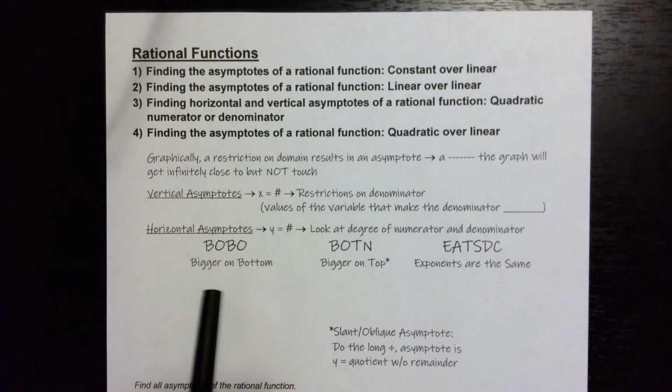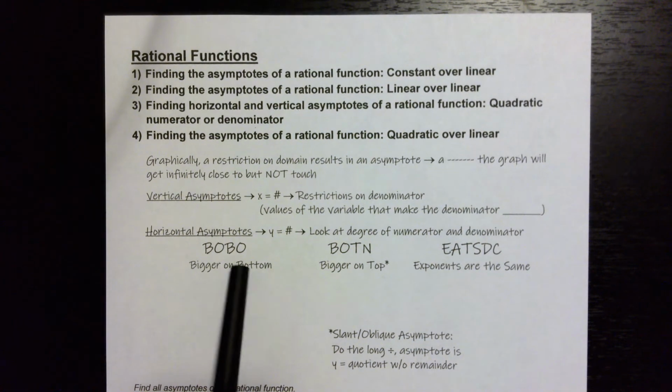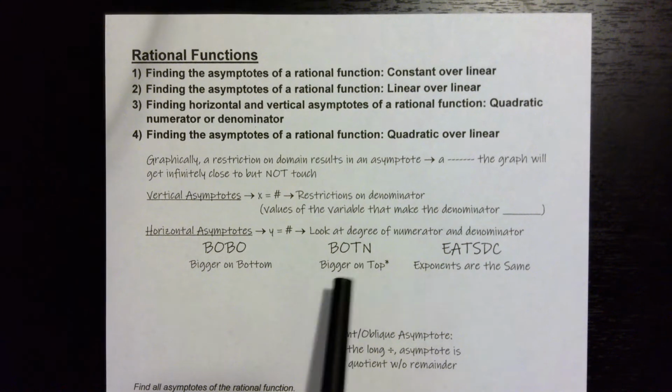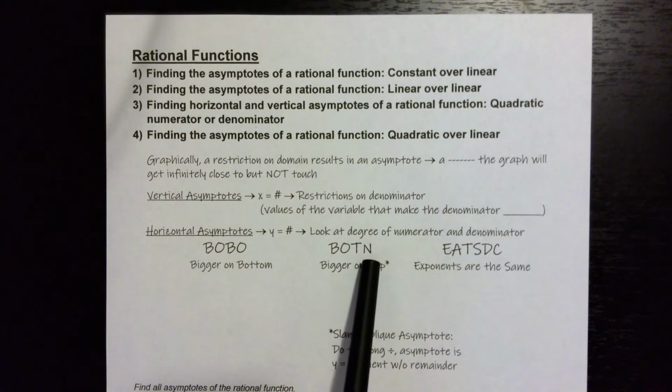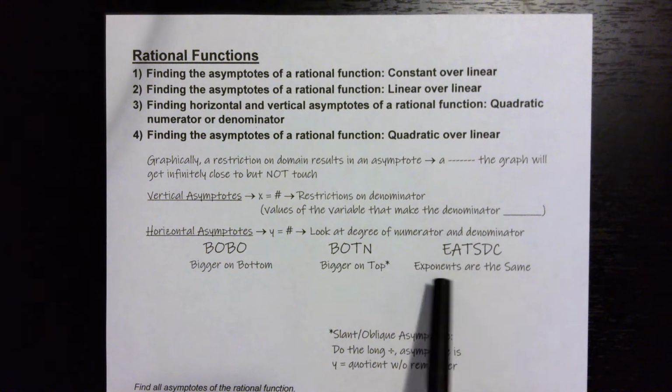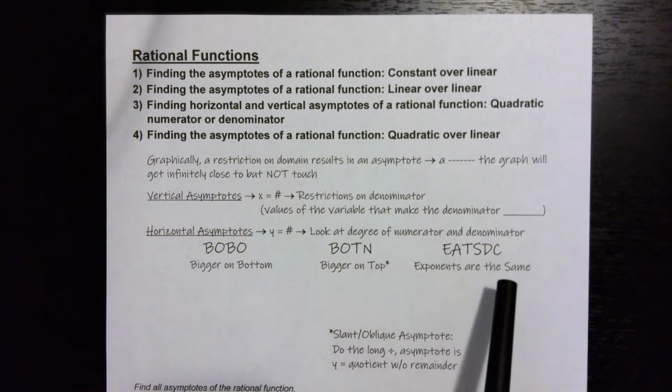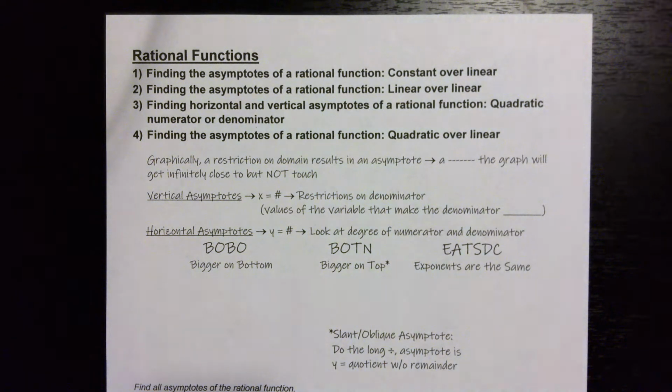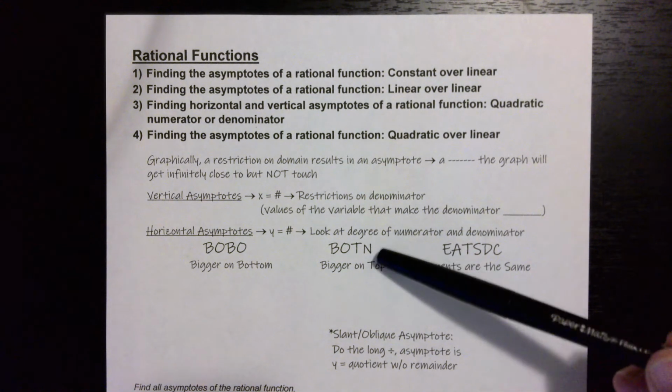We're also going to talk about horizontal asymptotes, and we've got this BOBO BOTN EATS DC, and we'll cover that a little. BOBO means if the exponents are bigger on bottom, that's equal to zero. BOTN means bigger on top, and that means it has no horizontal asymptote, so none. Bigger on top, none. And then EATS DC: if the biggest exponents on top and bottom are the same, then you divide the coefficients in front of those variables to get your horizontal asymptote.